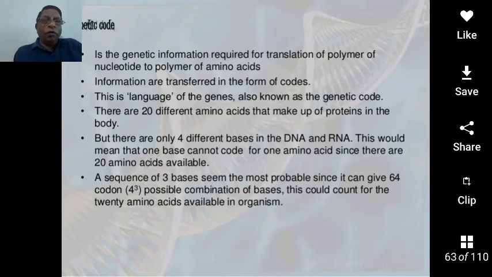Code, you know, code means a word that contains some information in abbreviated form. Say, for example, IAS. IAS means Indian Administrative Service. Similarly, PUC. PUC means pre-university course. So the code word contains some information. Similarly, the DNA also contains the information in the form of a code. This code actually we call the genetic code.